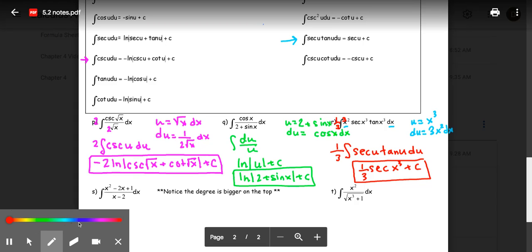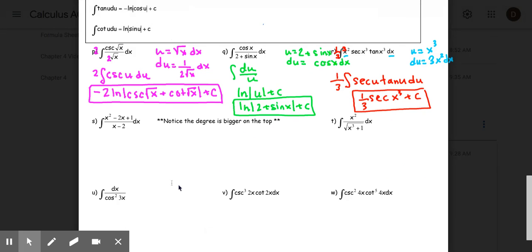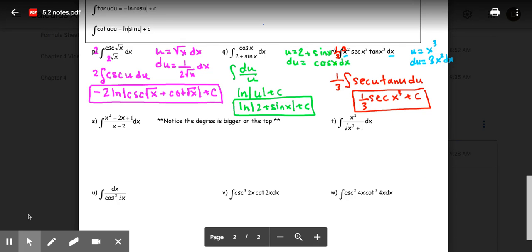Looking at S, and I gave it away here, notice that the degree is bigger on the top for S. The degree is bigger on the top. So when the degree is the same or the degree is bigger on top, what did I say that you had to use to integrate this first?